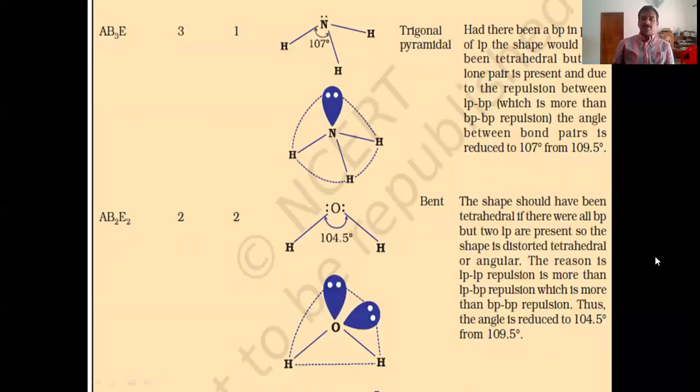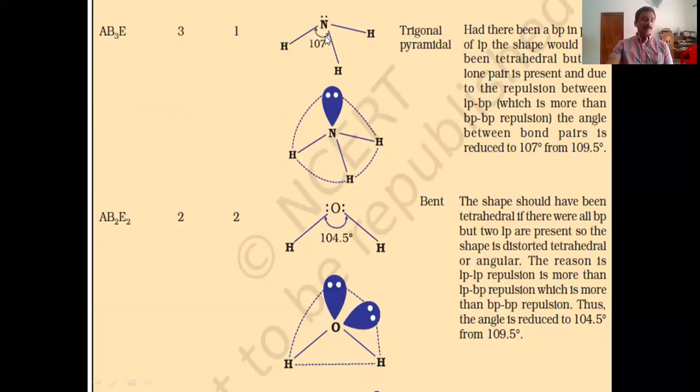Now, these are 2 examples in which lone pairs are present. Along with the bond pairs, lone pairs are also present. Here you can see AB3E. B3 means 3 bond pairs and E means 1 lone pair. So 3 bond pairs and 1 lone pair.